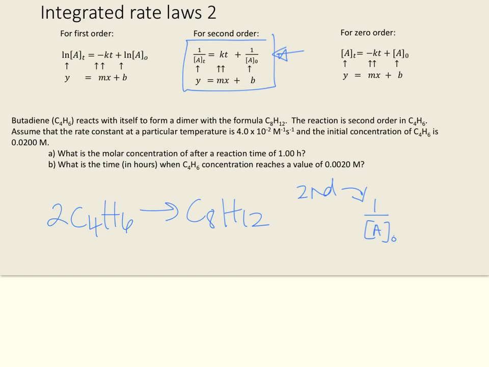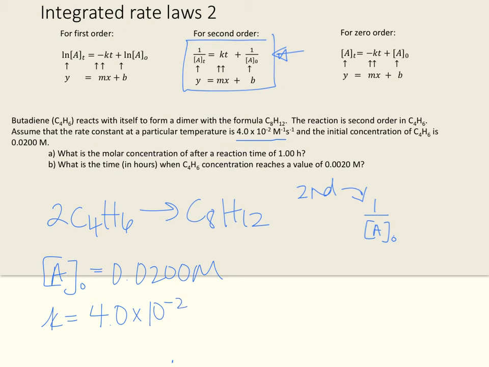Okay, so now that we know which equation we're using, I can start to piece together what I'm going to put where. It says the rate constant at a particular temperature is 4 times 10 to the negative 2 inverse molar inverse seconds, and the initial concentration of C4H6 is 0.02. So I know that the initial concentration, A naught, is 0.02, and I also know that k, this is little k, don't confuse it with equilibrium K, big K, is 4.0 times 10 to the negative 2. And the units are 1 over molar times second. So I'm going to use this information and plug it into this equation up here.